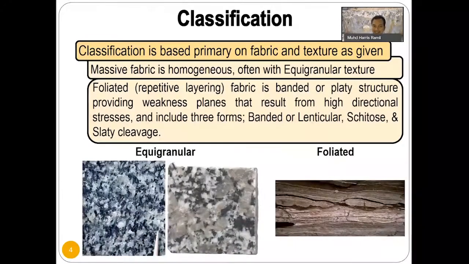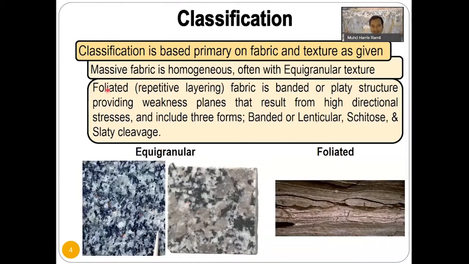Okay, moving on. Classification. Classification for metamorphic rock is based on fabric and texture. Massive fabric is homogeneous, often with an equigranular texture. So this is equigranular. Identify the word granular, it's actually the grain. And it is the same size, so as you can see, it is all basically the same.